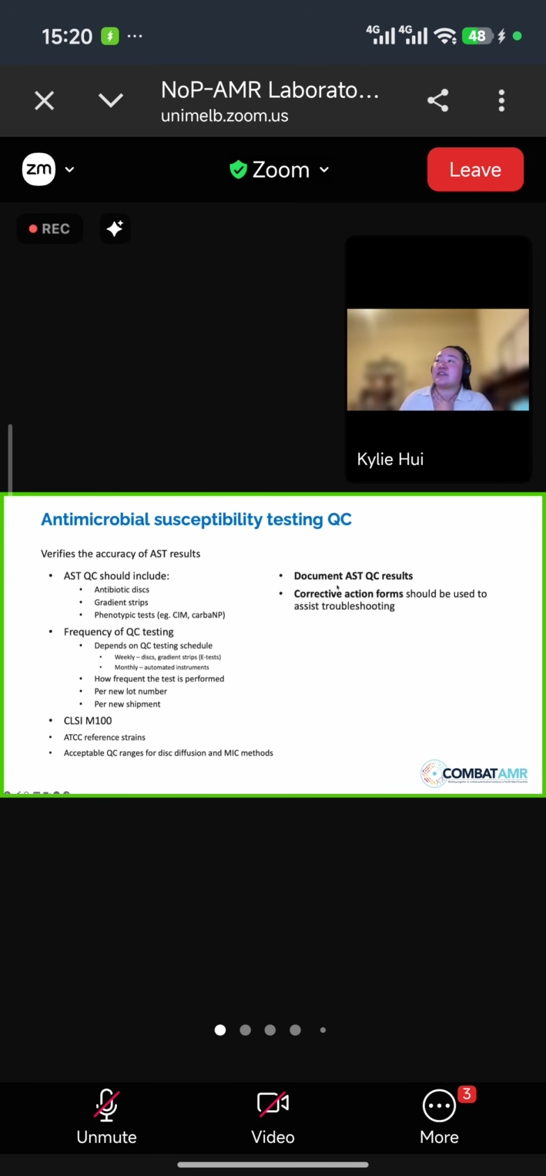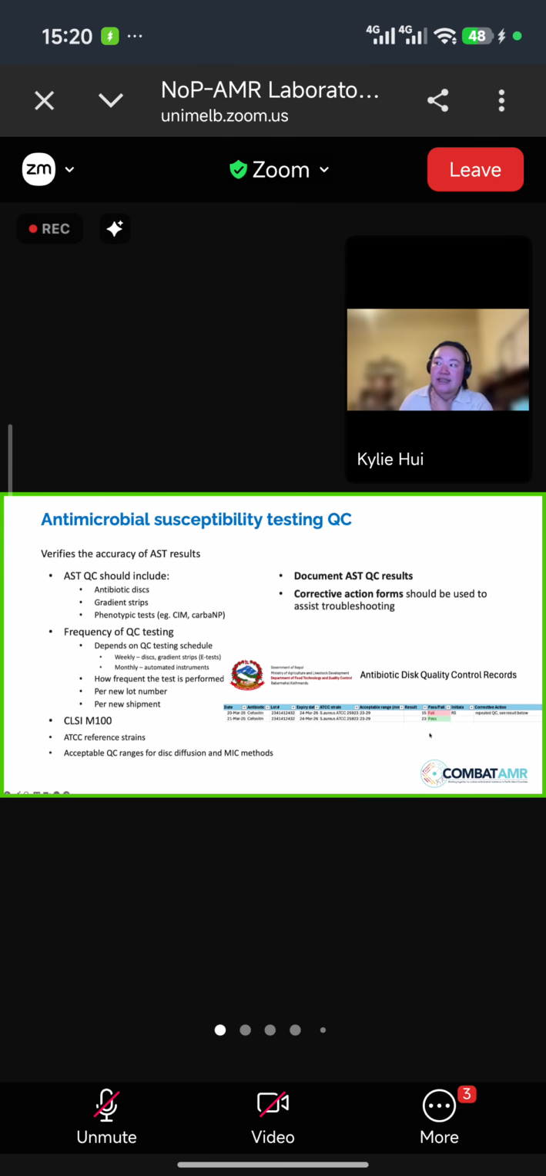You need to document the AST QC results. It's good that we have a QC schedule and it's good that we run QC, but it's really important to have documentation of these QC results. What that can look like is something like this. This is just an example that we made for one of our partners, but it tells you the date, the antibiotic, the lot number of your testing disc and its expiry, which ATCC strain you used to test, and also the acceptable range. The acceptable range can be derived from the M100 documents, and then you have your results.